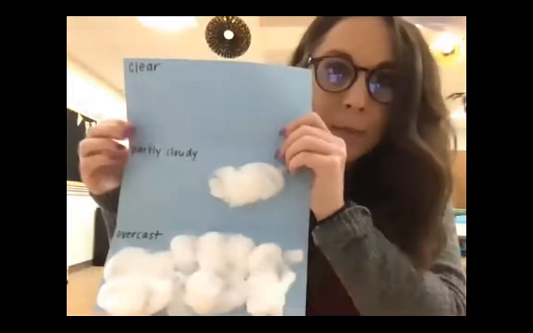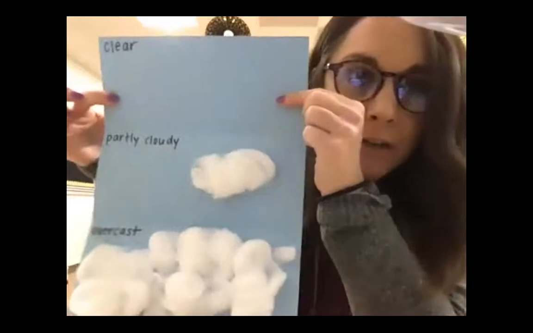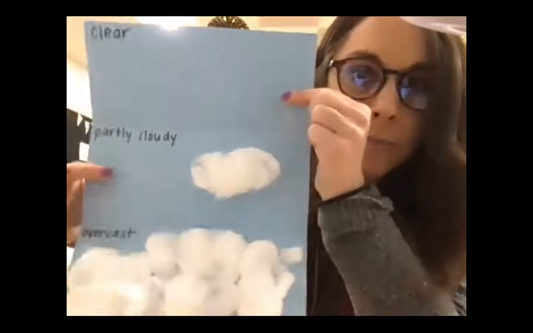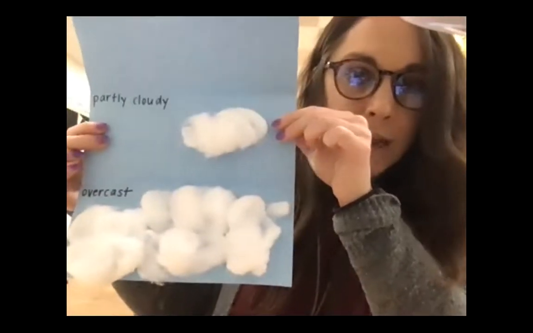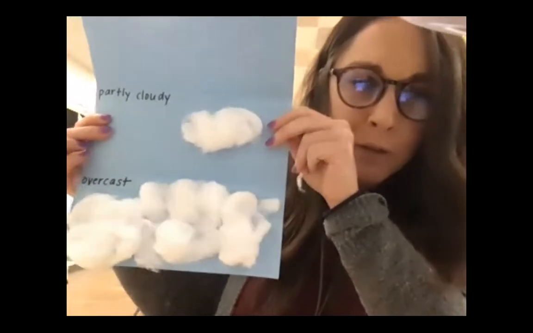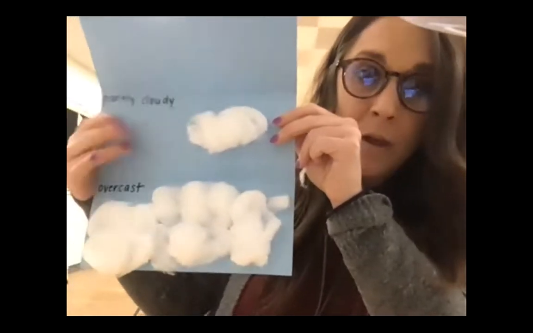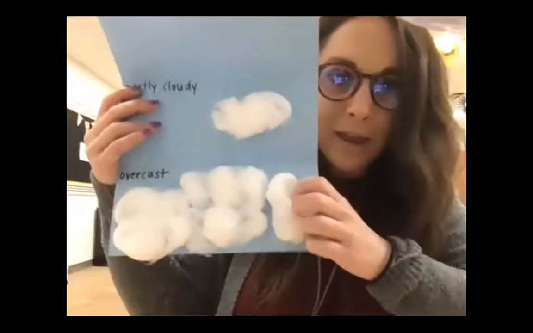So hopefully this will help you remember that when we have a clear sky, we have no clouds. When we have a partly cloudy sky, we have maybe just a few clouds in the sky, but we also have blue sky and sunshine. And then finally, when we have an overcast sky, the whole sky is covered in clouds.